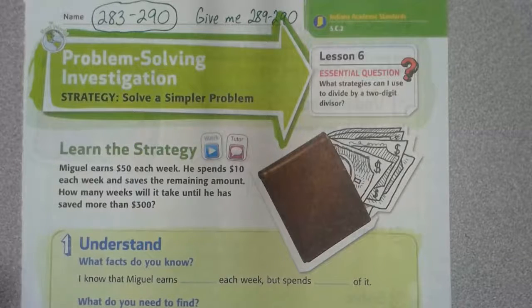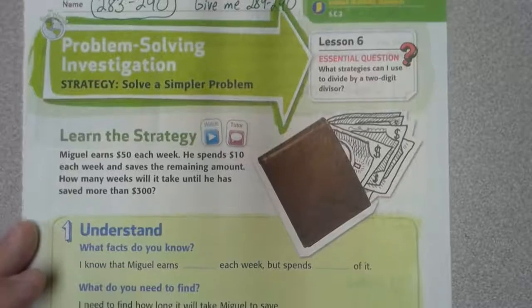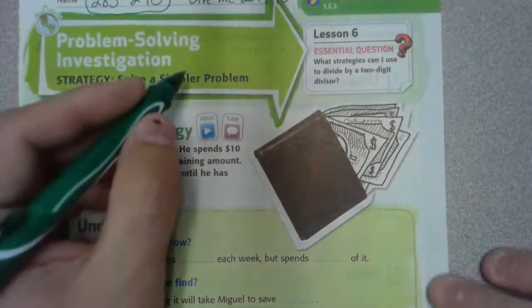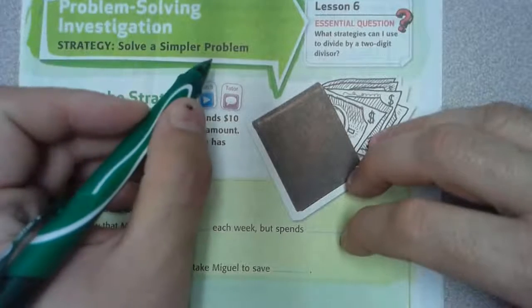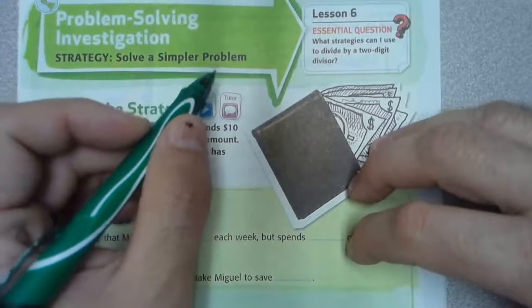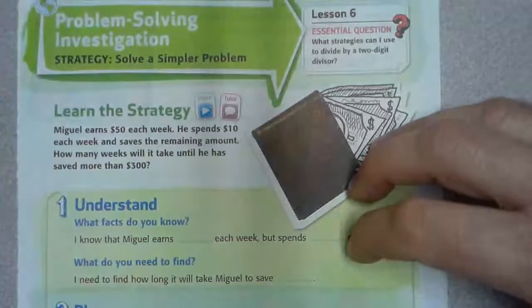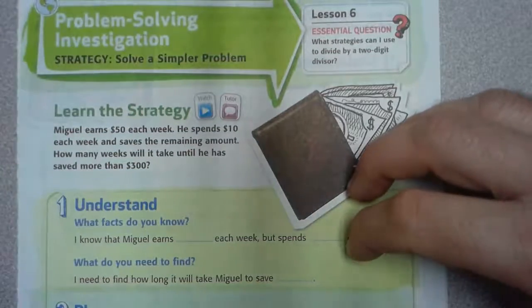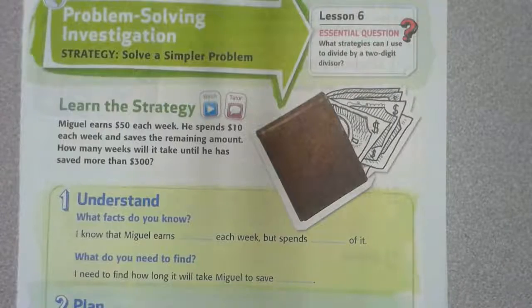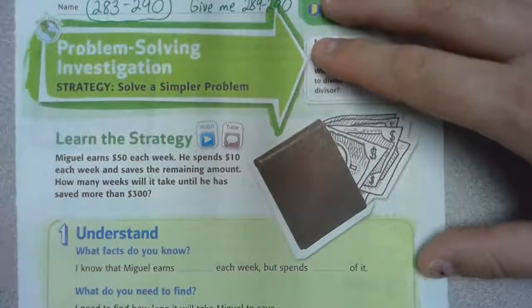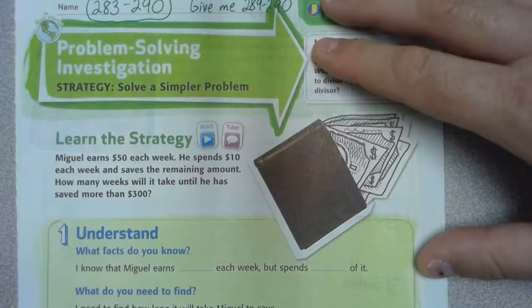So in today's problem, it says solve a simpler problem. What's going to happen today is there's going to be more numbers than you're probably going to need, and we're going to have to tell which numbers we're going to use here in order to answer these questions. So the first one is, as I've always done, Ethan, get your legs underneath your table.